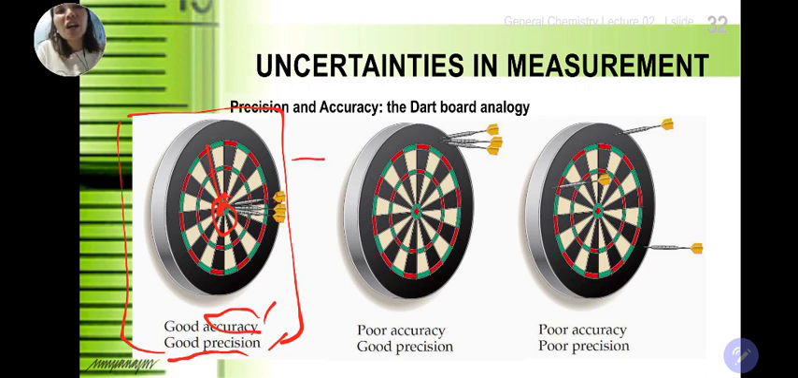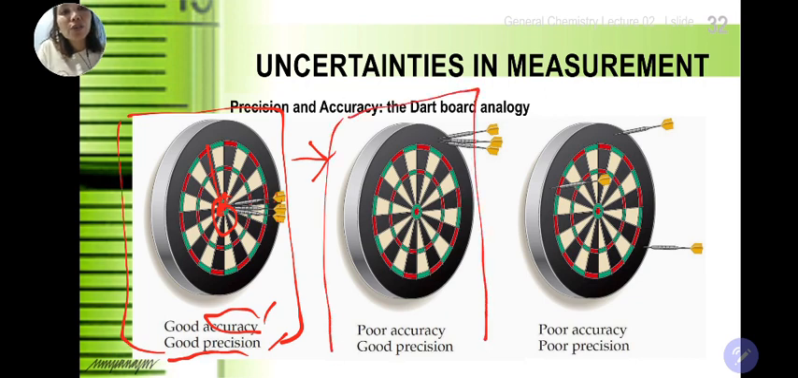And then, moving on to the other dartboard, these have poor accuracy because this is supposed to be what they will be hitting, the true value. And yet, this is very, very distant from the true value. So we have poor accuracy but good precision. Why? Because these darts are close to the value of one another. So this is good precision.